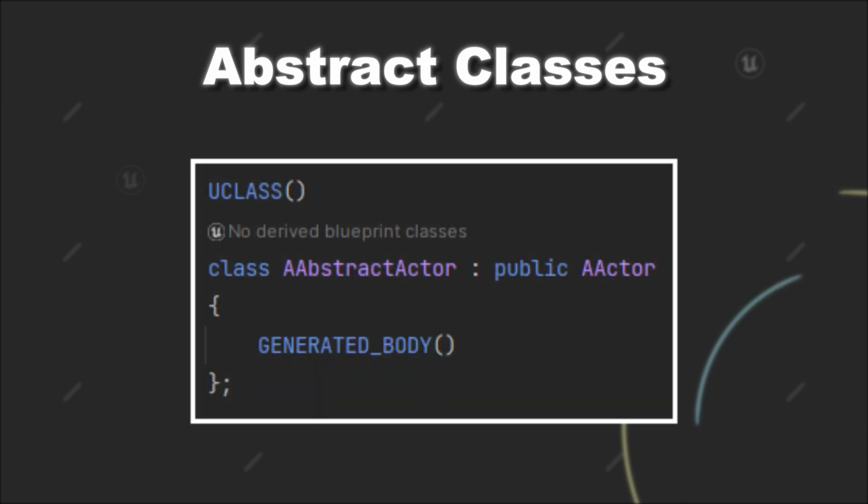But for U classes there also exists an option to mark them as an abstract class. Namely, by using the abstract specifier inside the U class macro. This will prevent the user from adding instances of the class to your level.